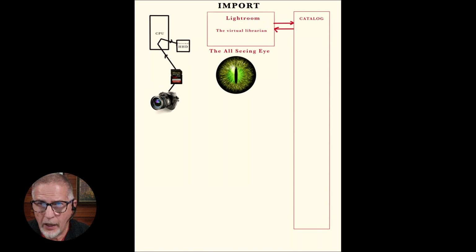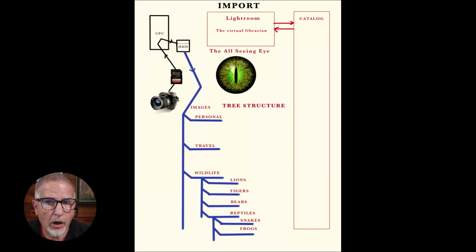It creates a catalog. Now, what is a catalog? A catalog is a structure of file systems. Now, I recommend that you do a tree structure. It was brought about in the 70s. It's been a standard nomenclature, which is the DOS tree structure. And we create a master folder of images, and then we have subfolders under that, and then we break those subfolders down further and further. And you can see I've broken it down to personal, travel, wildlife, and then under wildlife, lions and tigers and bears, oh my, and reptiles and snakes and frogs.